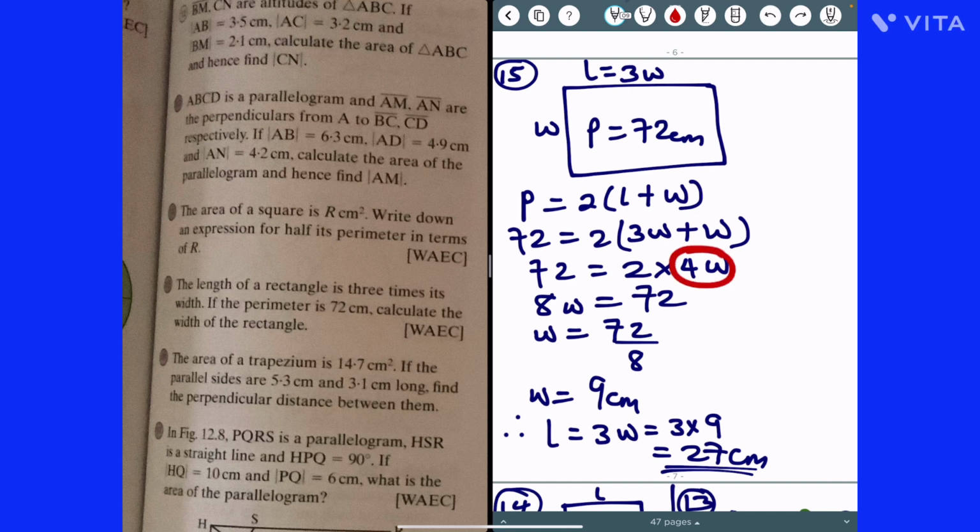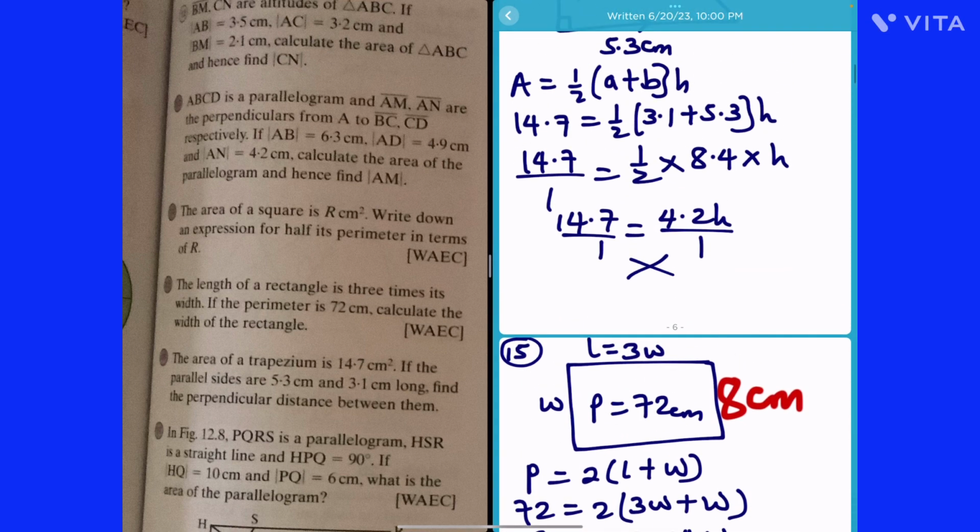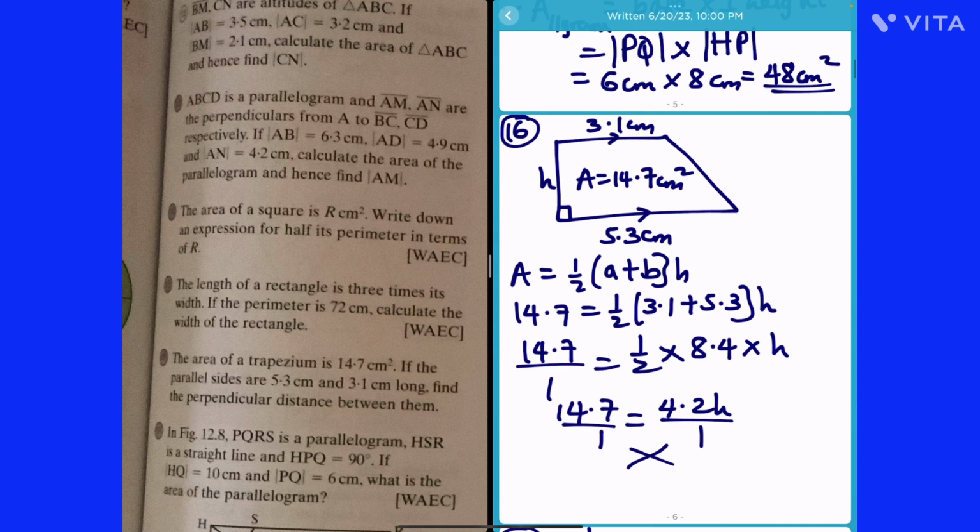So 2 times 4W is what? 72. 8W is 72. And W is 72 over 8. So that means the width of the rectangle is 8 centimeters. That's the width of the rectangle. So that means its length will be 3 times width, 24 centimeters. Is that clear? Please take note of that. I hope you are getting this. Very easy. It's a very simple topic in maths. Plane mensuration is very, very easy.